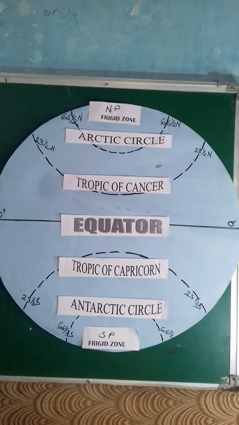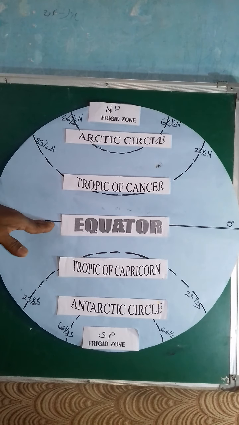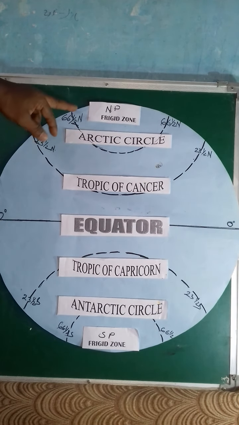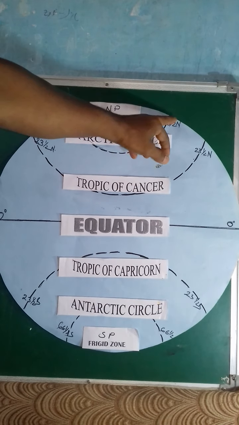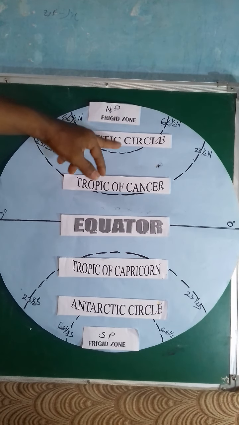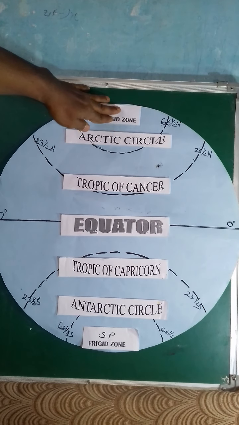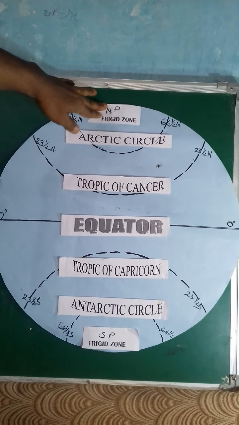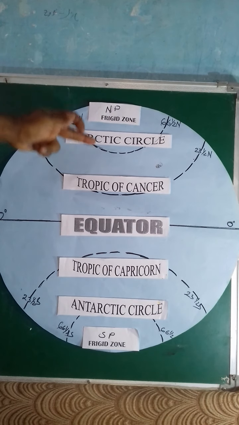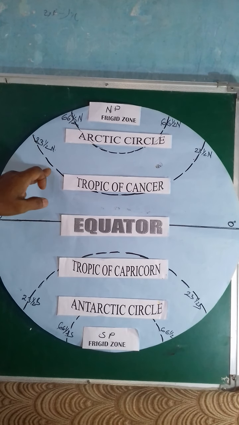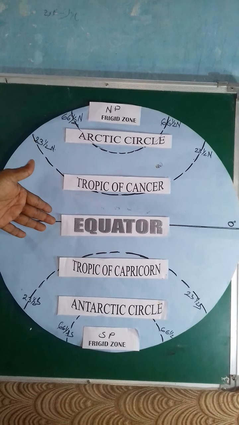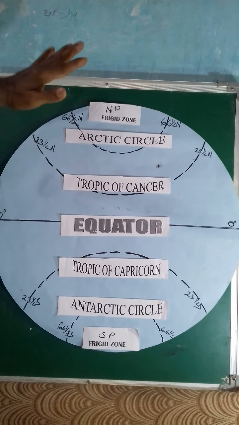This is the Earth's division. The Earth is divided into two equal halves by the equator, which is 0 degrees. Then you see the 66.5 degrees north. This circle is the Arctic Circle. Above the Arctic Circle is the frigid or the snow covered zone. That is frigid zone in the North Pole. Then as you come down the Arctic Circle, you see the 23.5 degrees north. This circle is the Tropic of Cancer, and then we find the 0 degrees equator. This is the northern hemisphere.